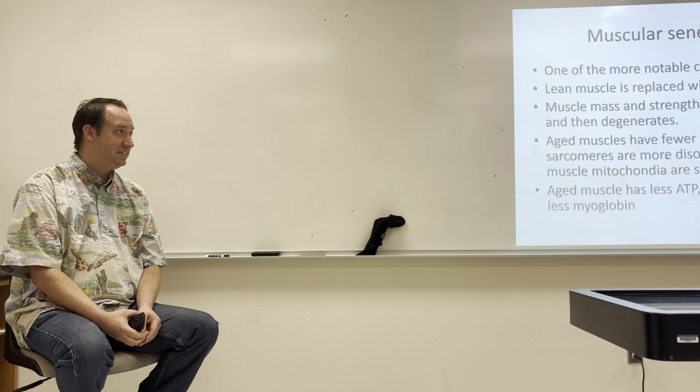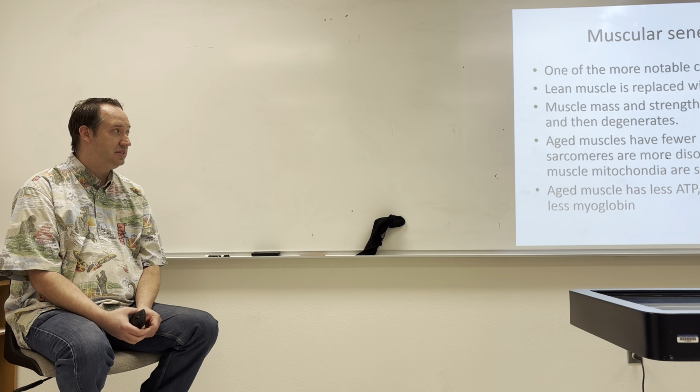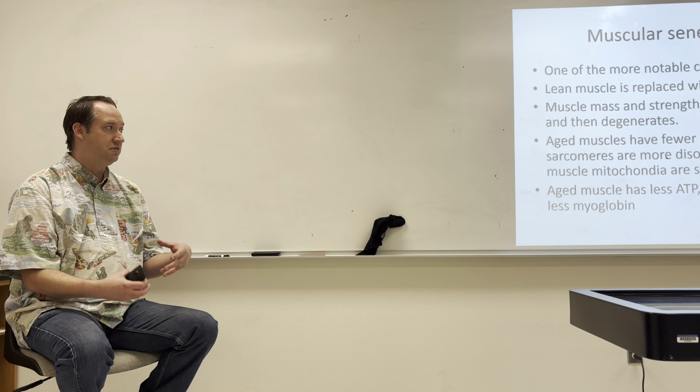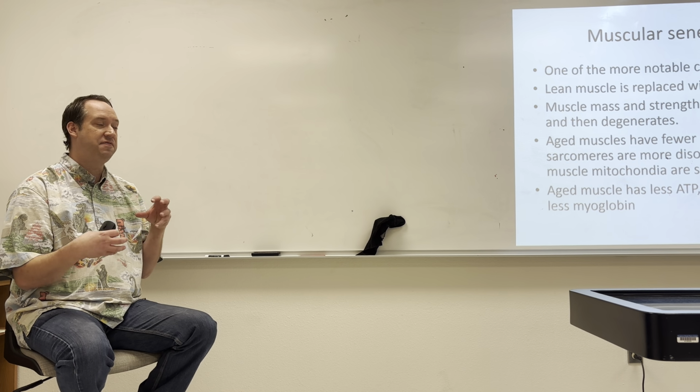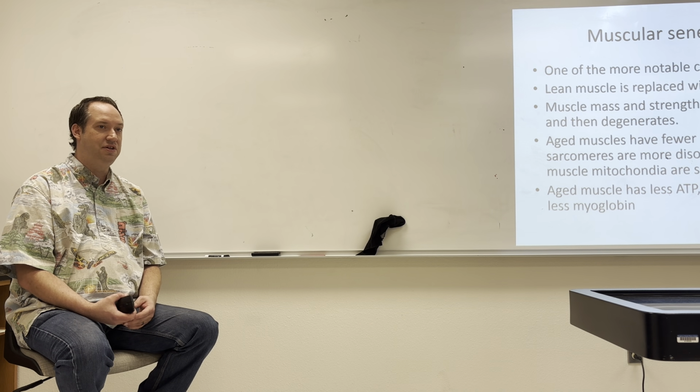So muscle mass and strength peaks in the mid to late 20s and degenerates as the muscle fibers age. Those sarcomeres aren't so organized, and the myofibrils start to go down. Mitochondria get smaller. They're not as good at doing their job anymore.